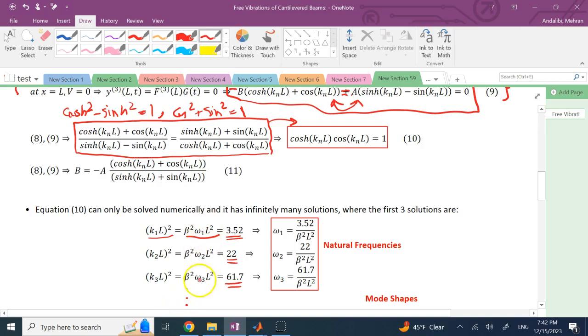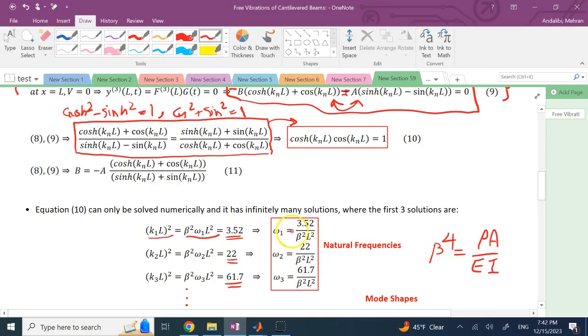But the good thing is, from these you can find the relation for the first three natural frequencies. Omega 1 is 3.52 over beta squared L squared, omega 2 is 22 over the same thing, omega 3 is 61.7 over the same thing. You see the omegas do depend on L. So of course, the longer the beam, the smaller the frequency. Also beta. And remember, beta to the fourth was rho A over EI.